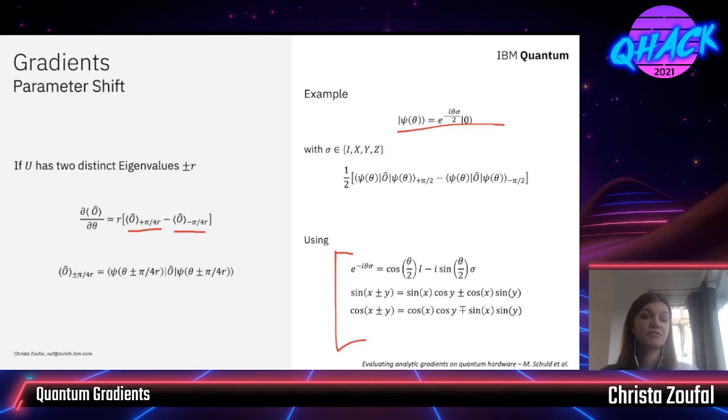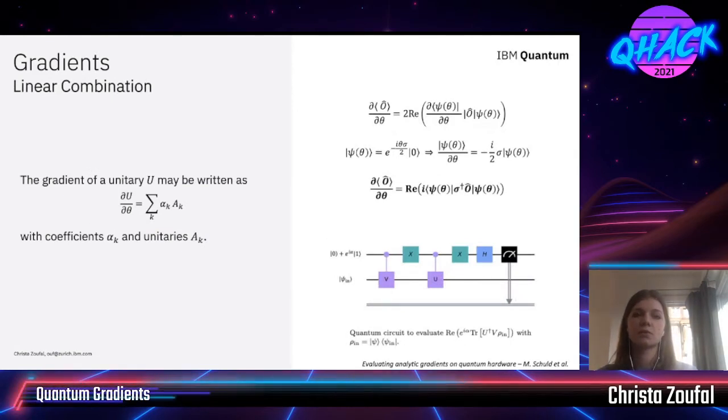Now, what if we have a unitary that doesn't satisfy this criterion? So maybe we don't have two distinct eigenvalues of ±r. We now have two possibilities. Either we decompose our unitary into a set of gates which then again satisfy this property, or we search for a decomposition of the derivative of our unitary in terms of coefficients α_k and other unitaries A_k. Now we can make use of, let's say, a trick. We rewrite our gradient as 2 times the real part of this expression.